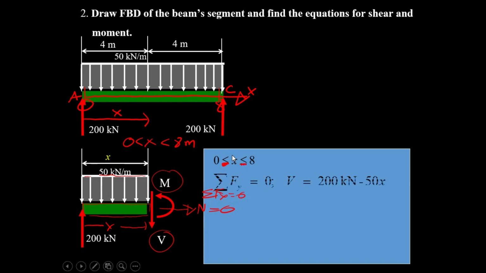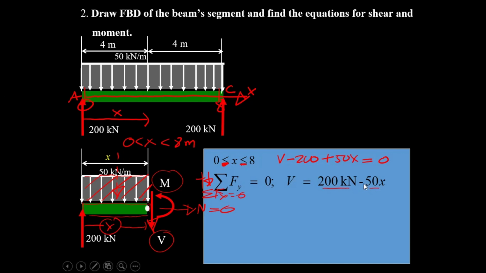Then you have the summation of F sub y equal to 0. Downward is going to be positive, so V is downward. Then minus 200, opposite direction. And you will have the area, 50 times x, in the positive direction. 50 times x, then equal to 0. When you rearrange it, V is going to be 200 minus 50x.